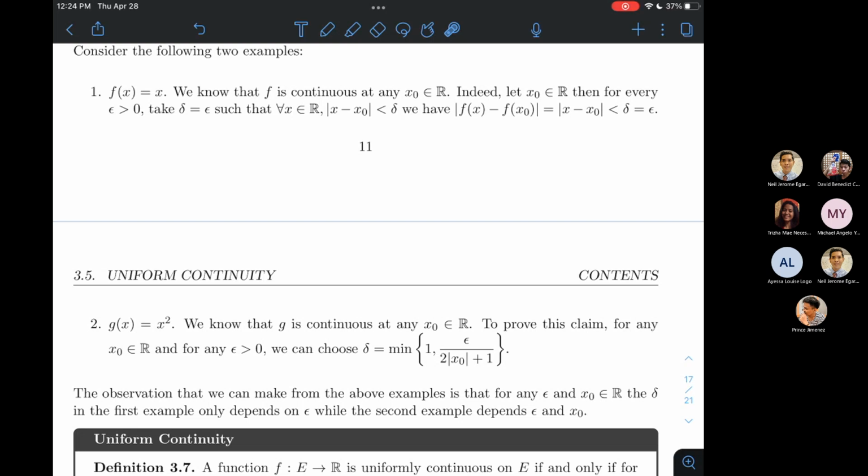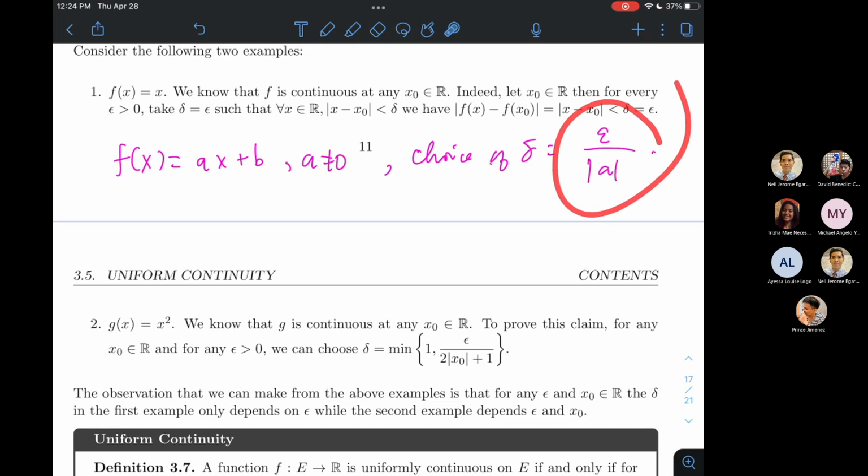Okay? And actually for any linear function that is true, because if you have a linear function f of x equals ax plus b, where a is not equal to 0 para maging linear function siya, remember that our choice of delta is epsilon over absolute value of a. And you see that this formula for delta doesn't involve x sub 0. This will work for any x sub 0 that you choose.